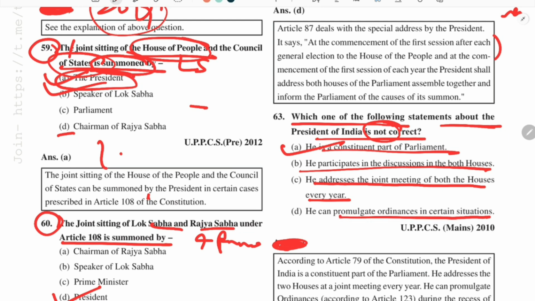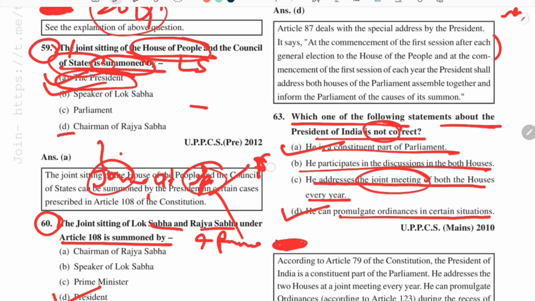We will read in much detail about ordinances in the next videos, but that is a power of the President. That is correct, he addresses the joint meeting. I told you that a joint meeting of both houses of Parliament takes place for a special address by the President, and this special address takes place at two instances. First, at the first session after each general election, which takes place after 5 years in a normal situation. So this is the first instance when the joint meeting is held.